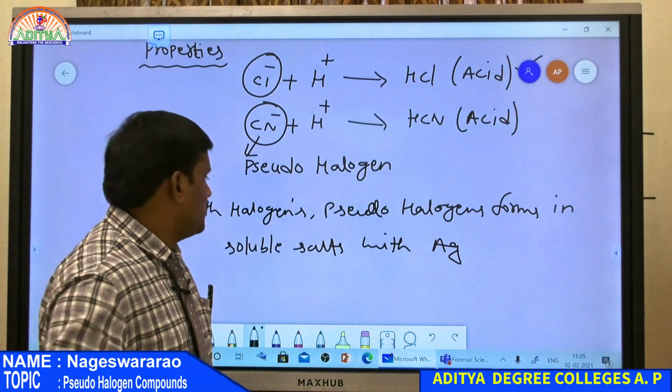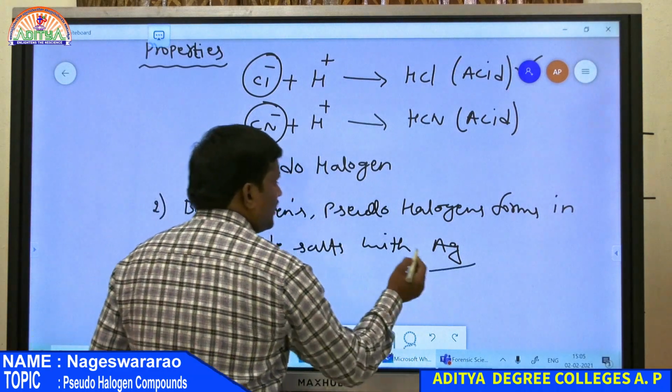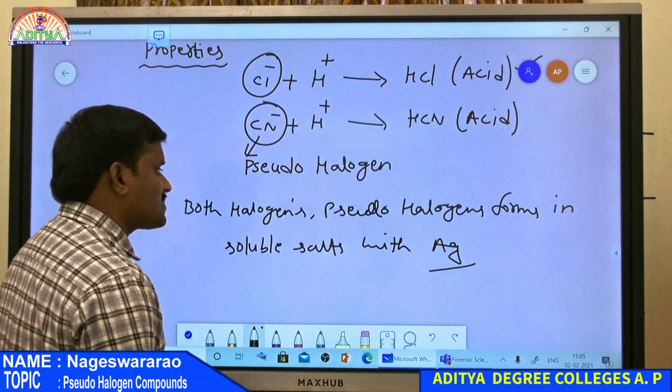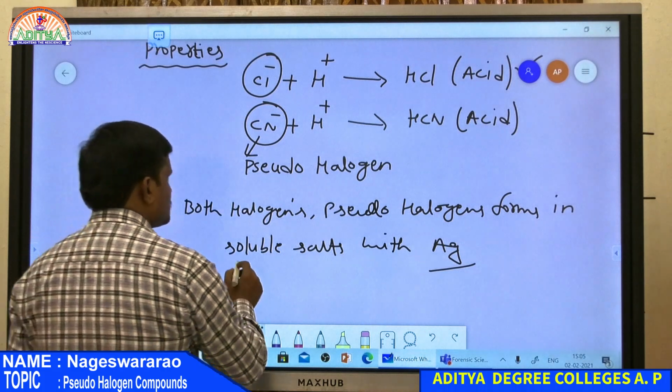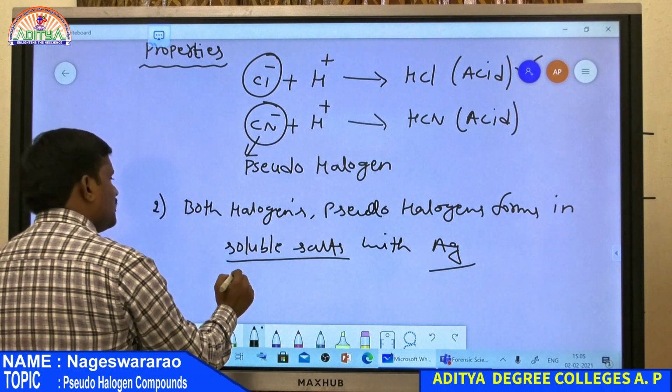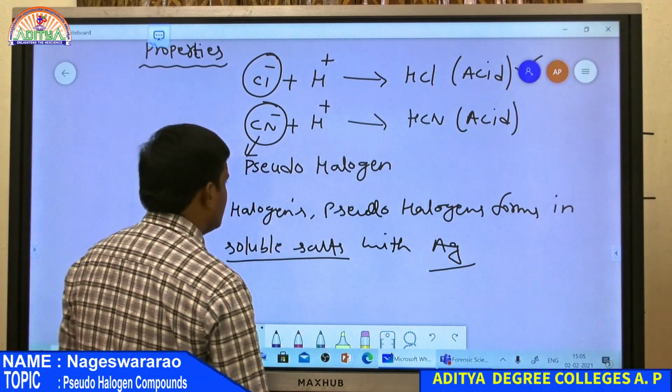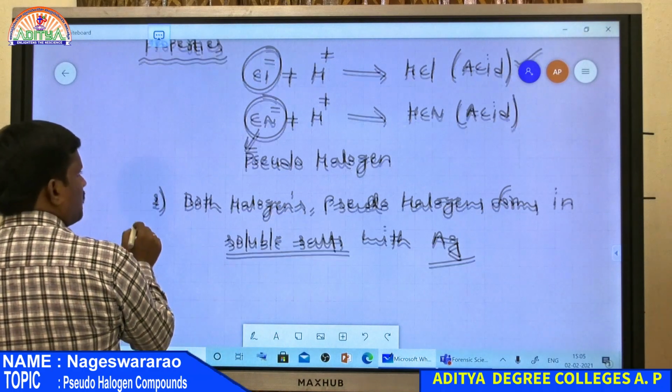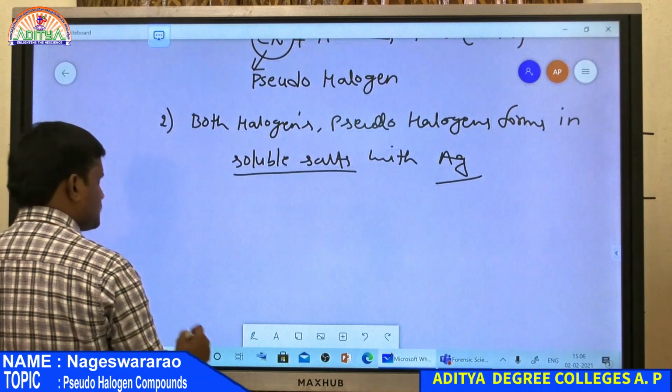That is why whenever Ag reacts with either chloride or cyanide, both form insoluble salts. Therefore, cyanide is a pseudo halogen. So that is the second physical property along with halogens.